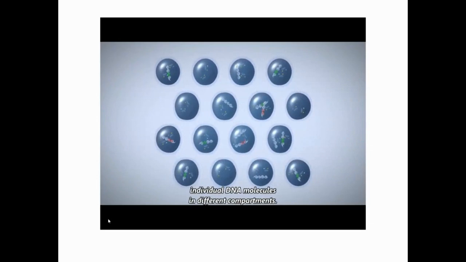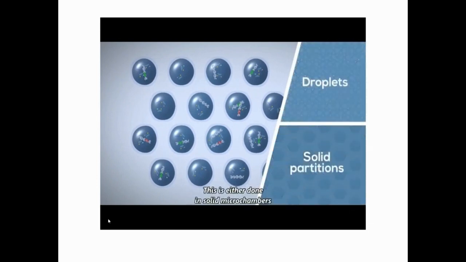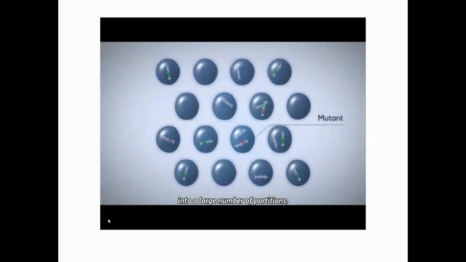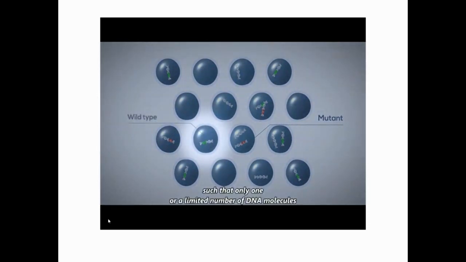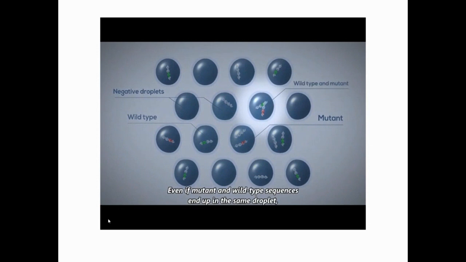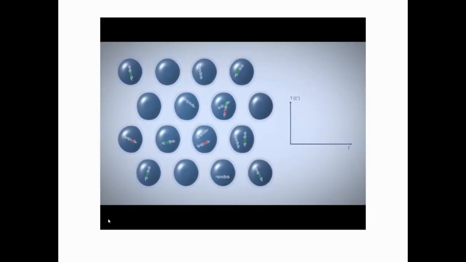in order to isolate individual DNA molecules in different compartments. Today, several techniques are employed to achieve the partitioning. This is either done in solid microchambers or in an emulsion of microdroplets. When the sample is partitioned, all DNA molecules are randomly distributed into a large number of partitions, such that only one or a limited number of DNA molecules end up in each partition. Even if mutant and wild-type sequences end up in the same droplet, the competition between the two is greatly reduced.